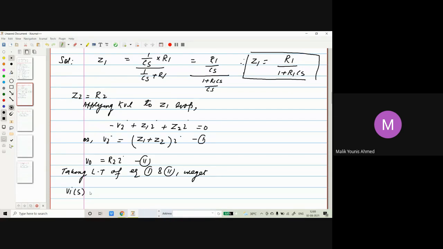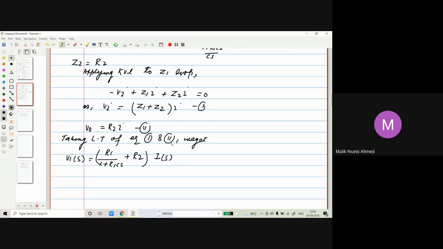Vi of S is equal to Z1. We can write Z1 as R1 by (1 plus R1CS), plus Z2; Z2 we write R2, multiplied by I of S. Further simplifying this equation, Vi of S can be written as R1 plus R2 into (1 plus R1CS) divided by (1 plus R1CS) times I of S.